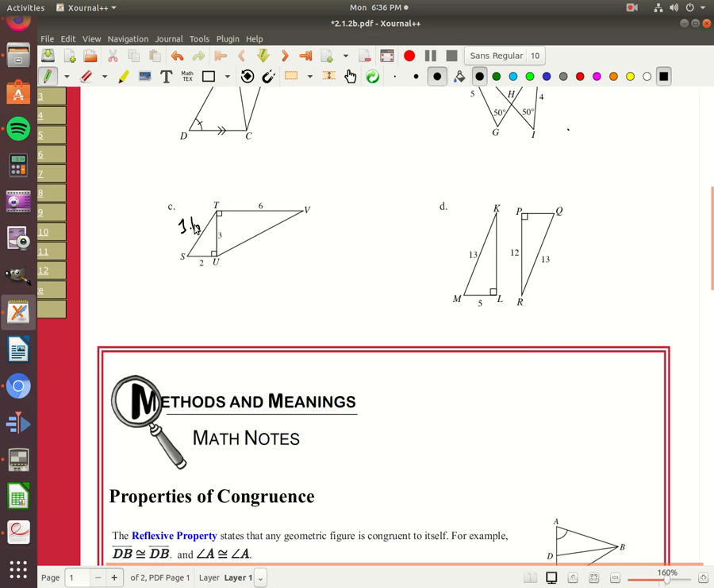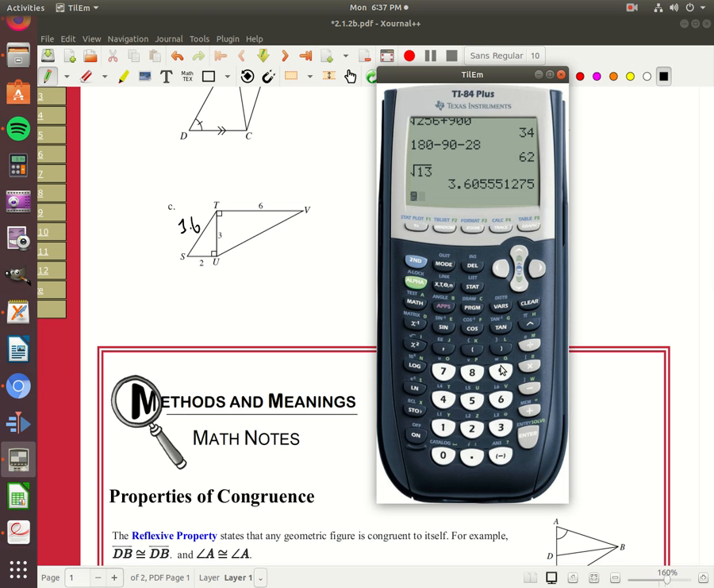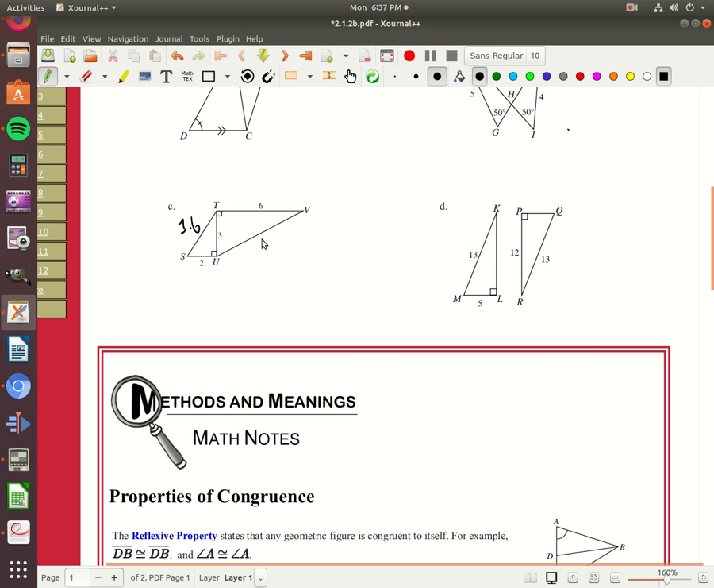And then here, 3 squared plus 6 squared. Well, I know 3 squared is 9, plus 6 squared is 36. So I want the square root of 45. So the square root of 45 equals 6.7. So I think it's pretty obvious at this point that these are not congruent, right? A 2, 3, 3.6 triangle is not the same size as a 3, 6, 6.7 triangle. So I'll say not congruent here.